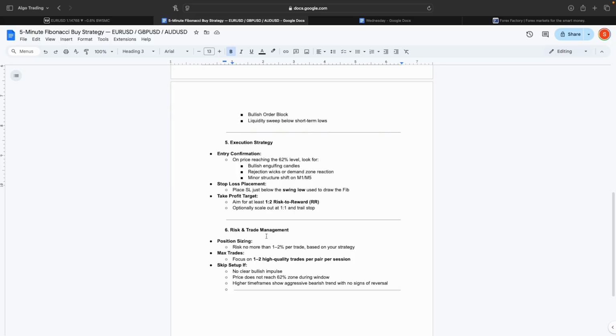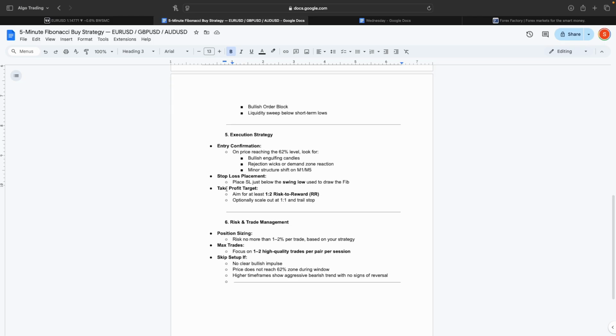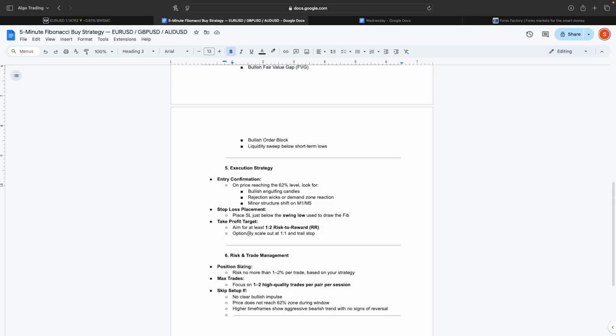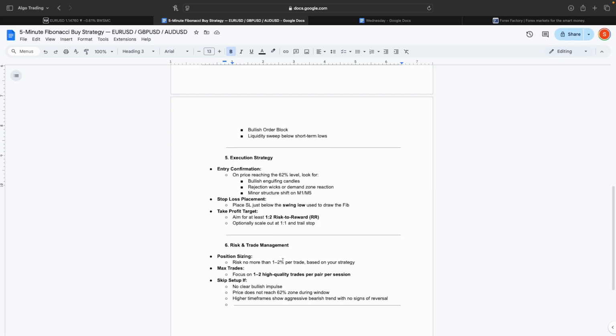For the execution of the strategy, once price is reaching the 62% level, we want to wait for our entry, and then we'll be able to get our entry at that level. We'll be able to aim for at least 1 to 2 risk to reward, or we can scale out at 1 to 1 if the market conditions aren't the best.